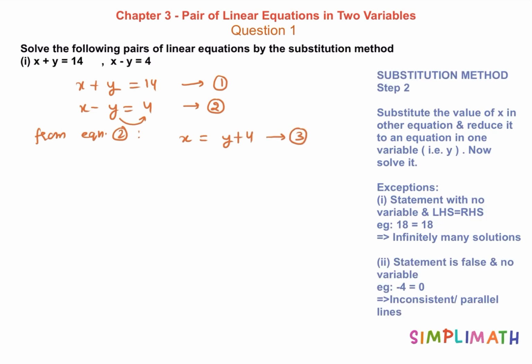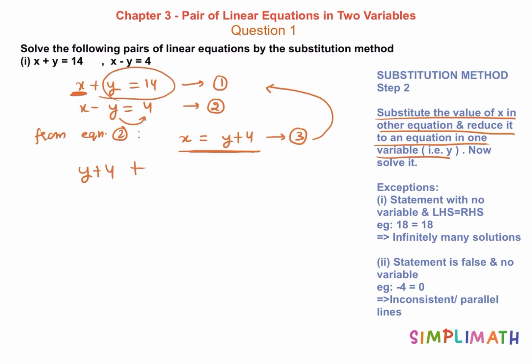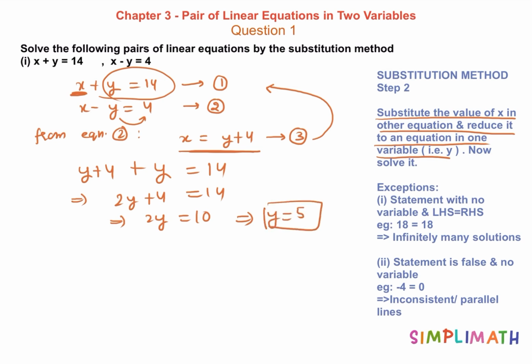Step 2 of substitution method says to substitute the value of x in the other equation and reduce it to an equation in one variable, that is an equation in terms of variable y. So we put equation 3 in equation 1, that is we substitute this x with y plus 4. So we get y plus 4 plus y equals 14. So we get 2y plus 4 equals 14. So we get 2y equals 10. So we get y equals 5.